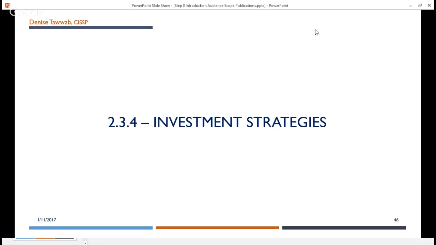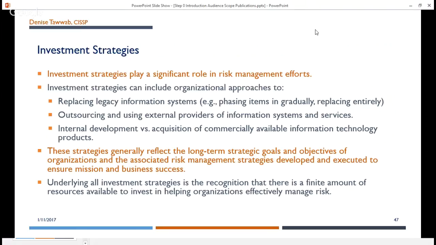Okay, investment strategies. I think that's what I already started talking about. Investment strategies play a significant role in risk management efforts. Investment strategies can include your approach to replacing legacy information systems, whether you're going to phase items in gradually or just replace the system entirely. Your approach to outsourcing and using external providers of information systems and information security services, whether you're going to do internal development or acquisition of commercially available technology products. Are you developing internally or getting it off the shelf?